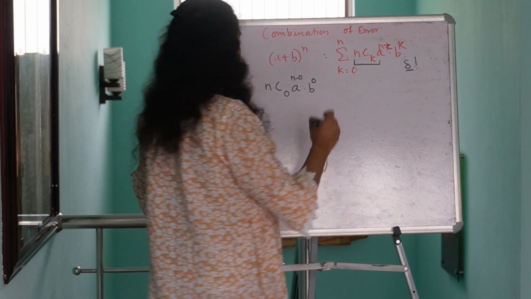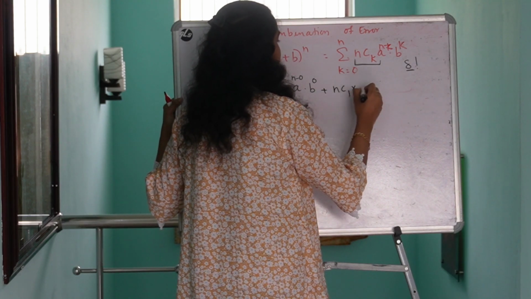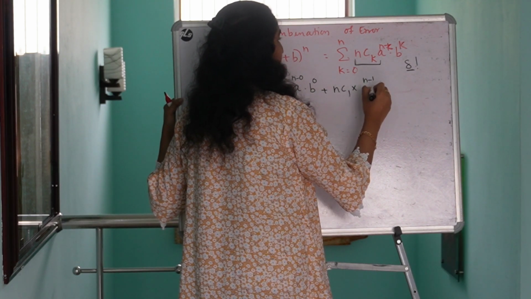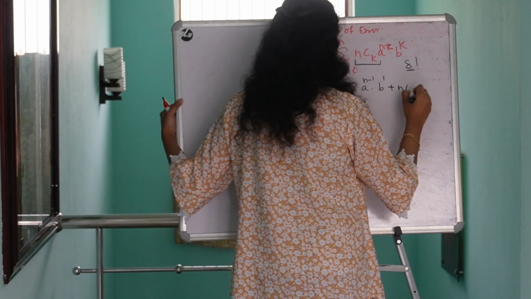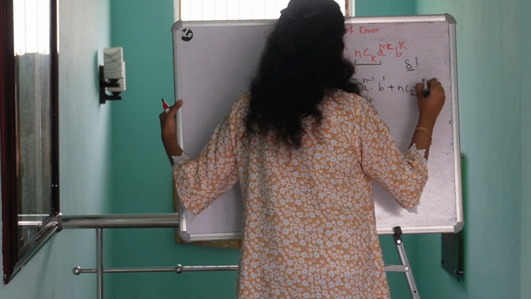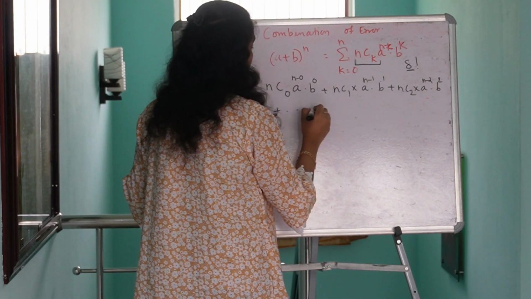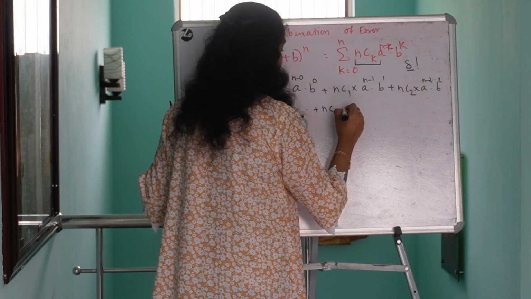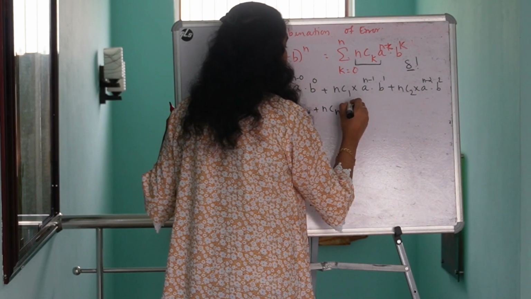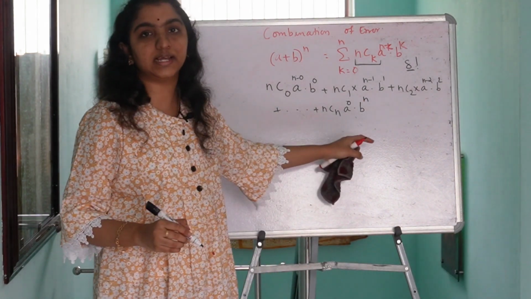Is it clear? Next one is nC1 into a power n minus 1, b power 1. The next term is nC2 into a power n minus 2 into b square. It goes on like this and extends up to nCn, a power n minus n, that is a power 0, into b power n. Is it clear, guys? Yes.